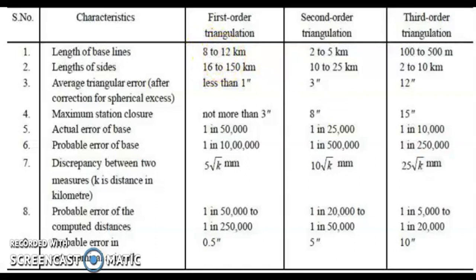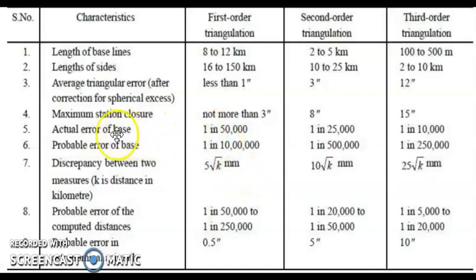But to give you a comparison, lengths of the baselines will be way higher in case of the first order as compared to the third order. Lengths of the sides will be higher as compared to the third order. Average triangular error in this case is less than 1 second. So it's that accurate, right? Whereas in case of third order, it can be around 12 seconds. Maximum error of closure is 3 seconds. Actual error of base is 1 in 50,000. Probable error is 1 in 10 lakhs.